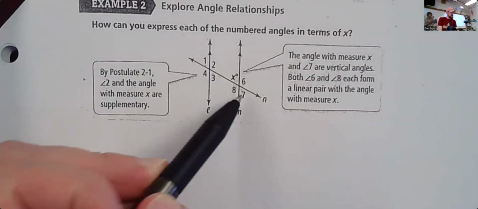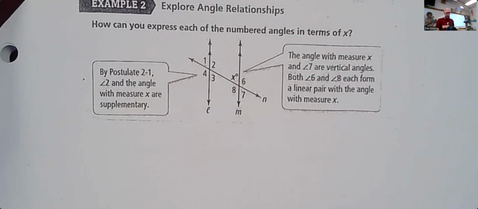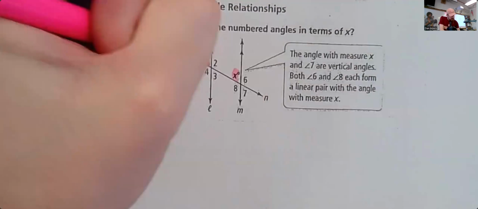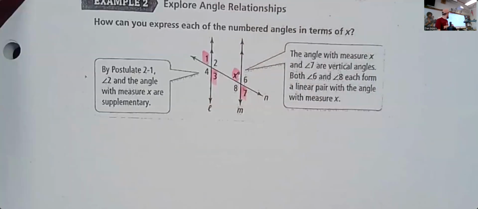1, 3, and 7. Good. Angles 1, 3, 7, and x are all congruent. Okay, so 1, x, 3, 7. All 4 of those are congruent to each other. Because, well, there's a lot of different reasons, right? This is where you get options.